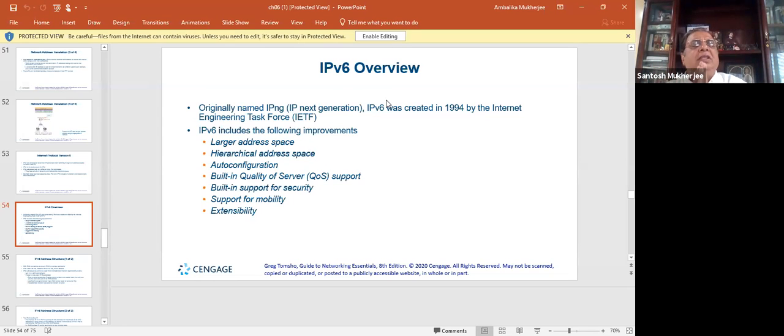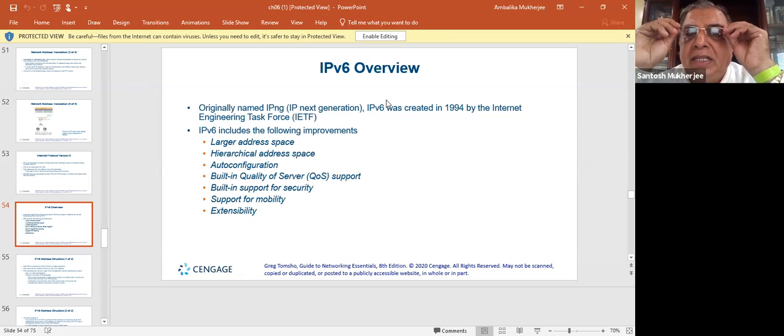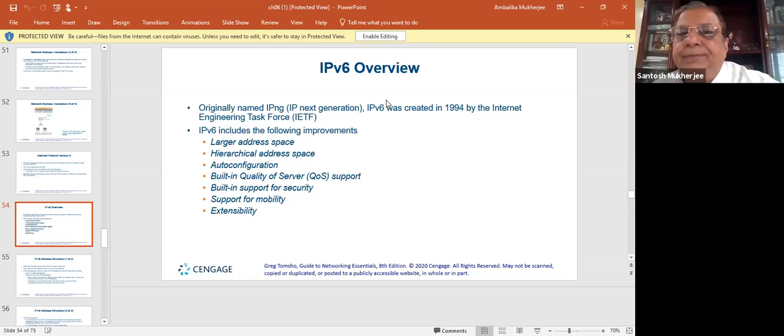Let us give you an overview of IPv6. Originally named IPNG, IP Next Generation, IPv6 was created in 1994 by the Internet Engineering Task Force. The Internet Engineering Task Force developed this in 1994 and it was originally known as IP Next Generation. IPv6 includes the following improvements. You have to understand why it is required and what added value IPv6 offers in comparison to IPv4.